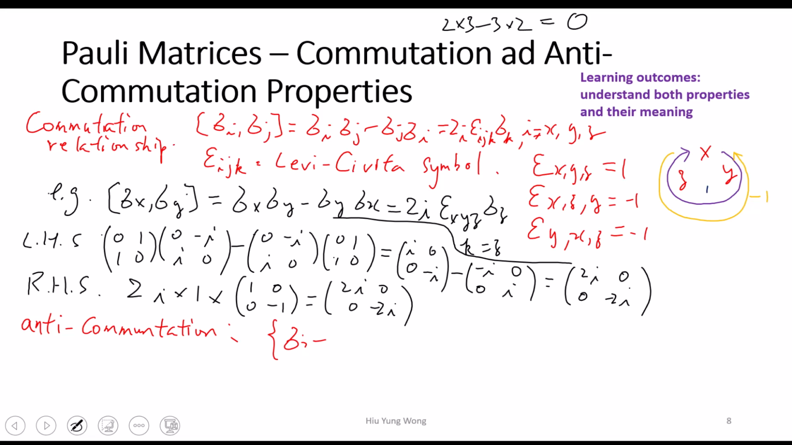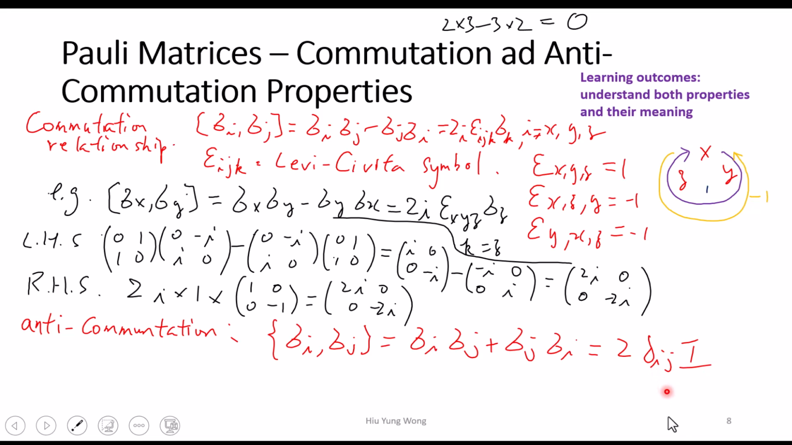Sigma i, sigma j. By definition, it is sigma i sigma j plus sigma j sigma i. The only difference is just the plus. This is your anti-commutator. Okay? It is equal to 2 delta ij. Do you understand what delta ij means? You know, right? This is the canonical delta.